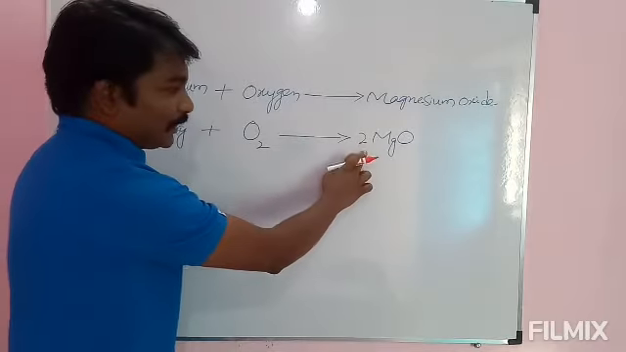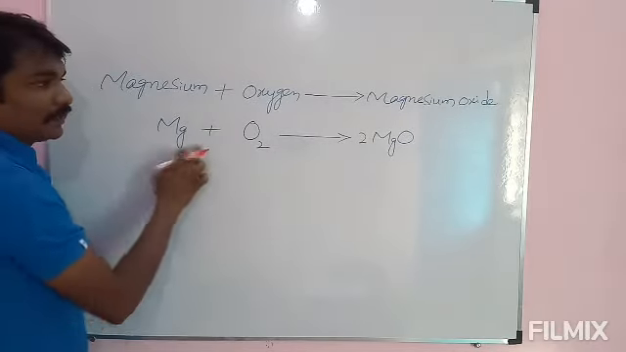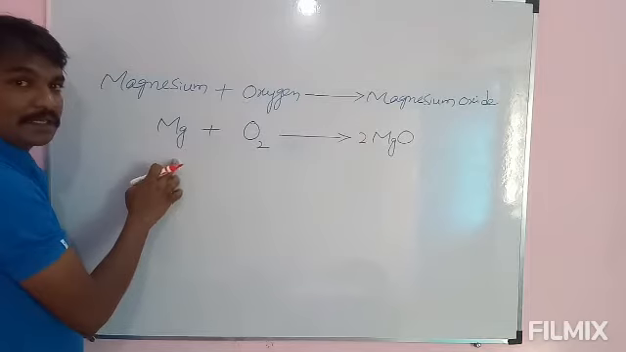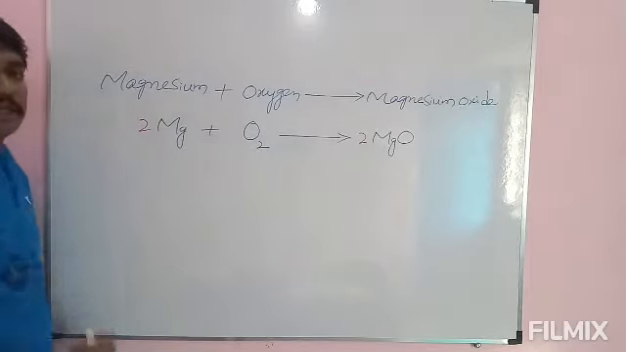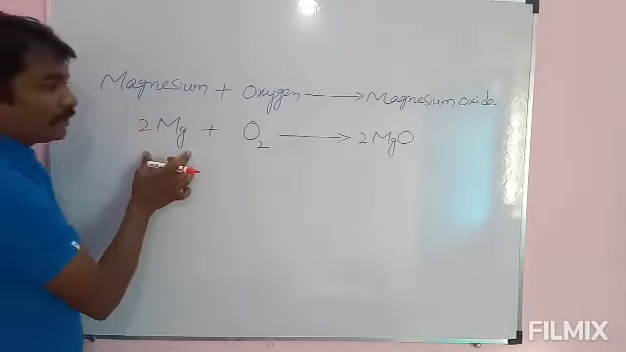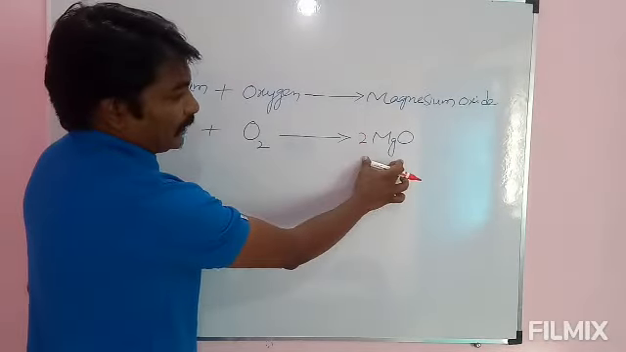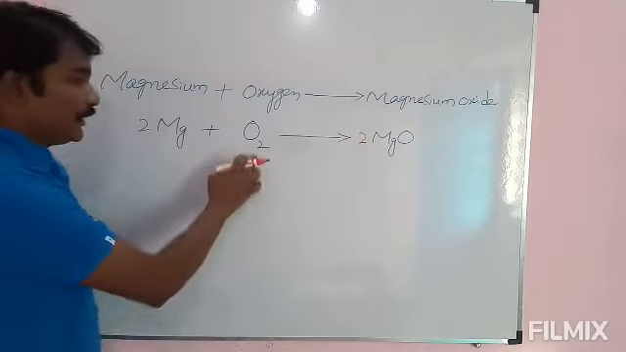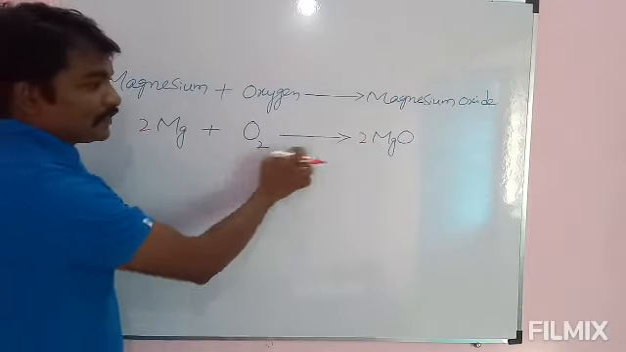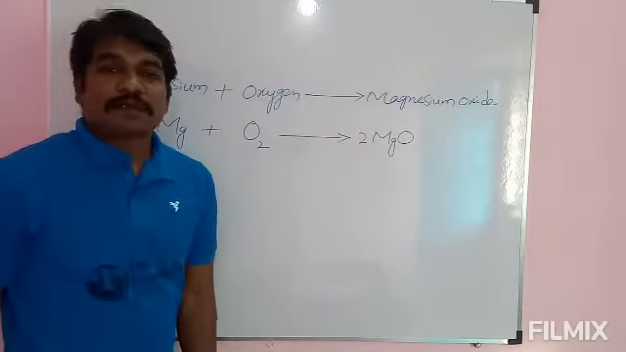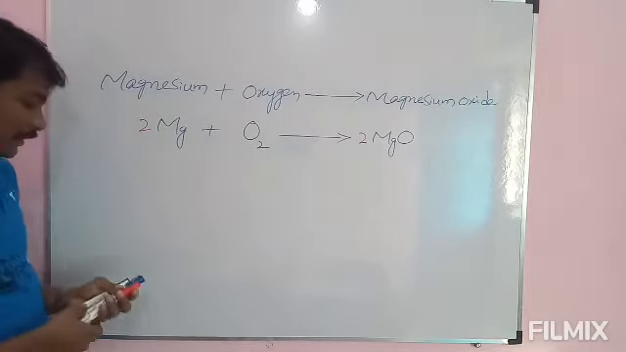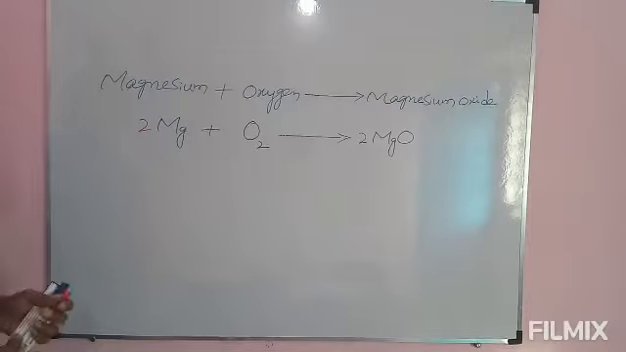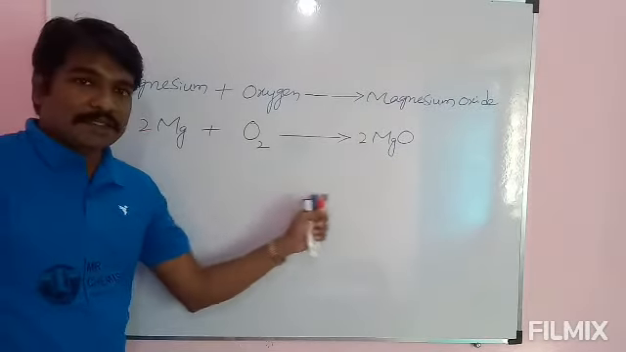After writing 2 here, the magnesium number changed. Here 2 are there but here 1 is there. To make it 2, we will write 2 in front of Mg. 2 magnesium atoms on the reactant side, 2 magnesium atoms on the product side. 2 oxygen atoms on the reactant side, 2 oxygen atoms on the product side. It is balanced. And see here, it is a balanced equation.